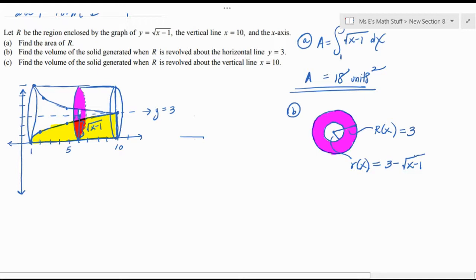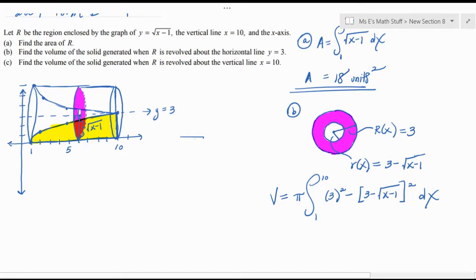So now the plan is basically just to set up a volume equation, and the volume equation is just adding up infinitely many, infinitely thin of these little area functions. The dx takes care of a little bit of heft there. And so the setup could be something of the form pi times the integral from 1 to 10 of the outer radius squared, take away the inner radius squared with respect to x.